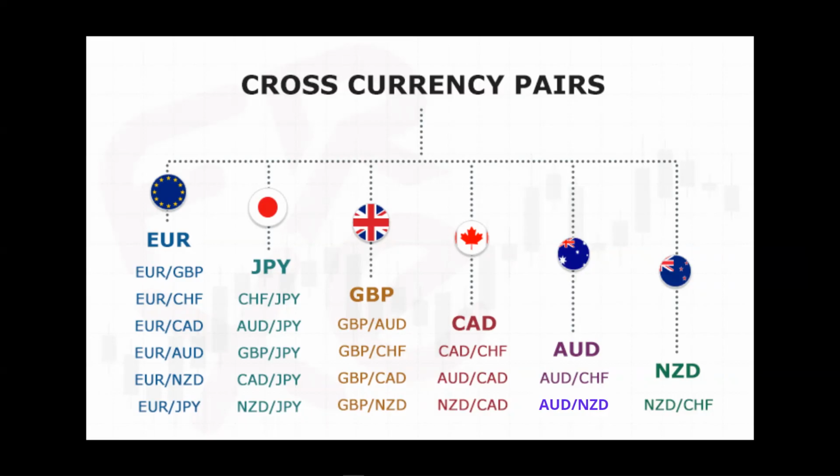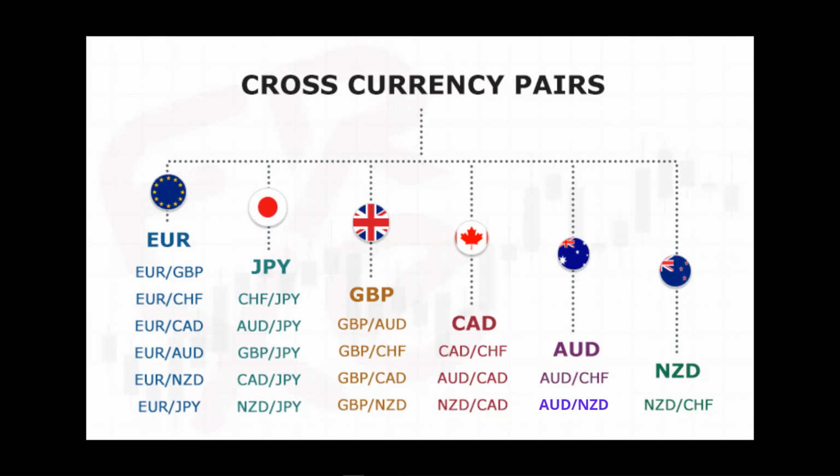Under the euro, we've got Euro GBP, Euro CHF, Euro CAD, Euro AUD, Euro NZD, and Euro JPY. Under the Japanese yen, we got CHF JPY, AUD JPY, GBP JPY, CAD JPY, and NZD JPY. The pound crosses include GBP AUD, GBP CHF, GBP CAD, and GBP NZD.